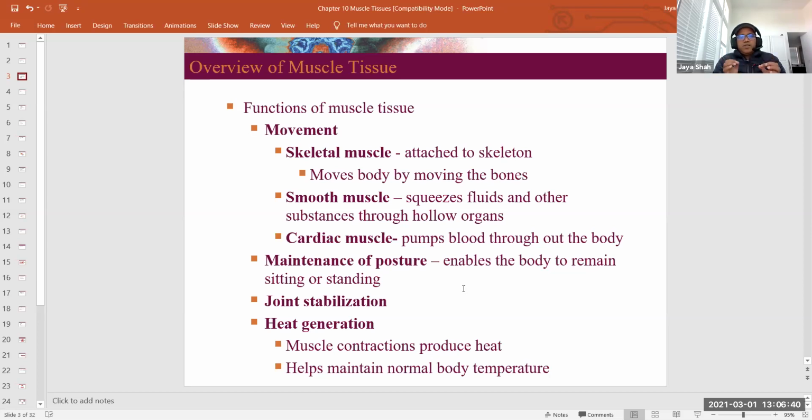Muscle contracts, and when it contracts, it uses ATP and breaks down ATP. Some of the energy from the ATP breakdown is used as the source of muscle contraction, and some of the energy is lost in the form of heat, and that increases the body temperature. So muscle contraction produces heat and maintains your normal body temperature.